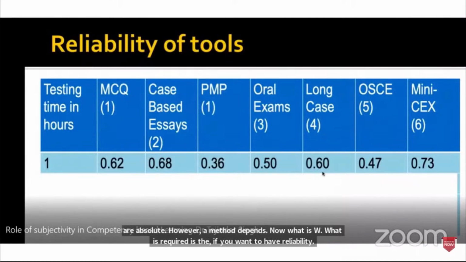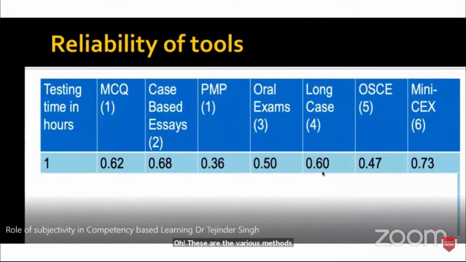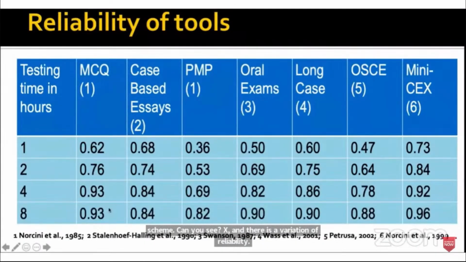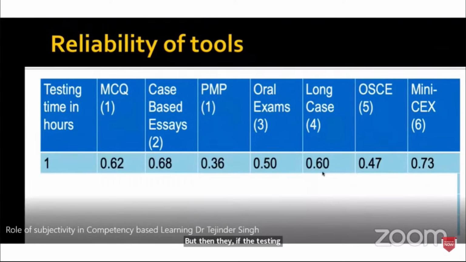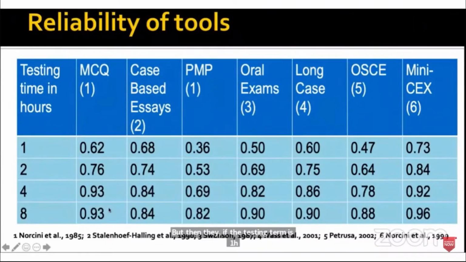Now, these are the various methods of evaluation: MCQs, essays, PMPs, oral exam, long case, OSCE, and mini-CEX, and there is a variation of reliability. But if the testing time is 1 hour, the reliability differs, whereas if the testing time is 8 hours, all systems are reliable, with almost the same reliability. So what is important is, if you want to increase the reliability of a tool, you increase the time.